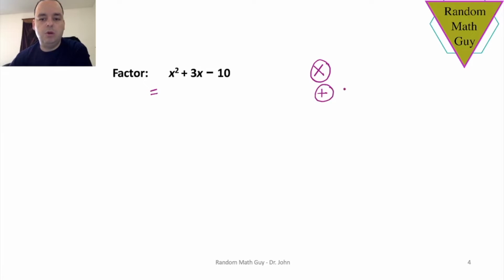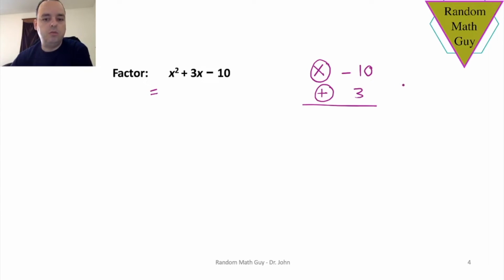In this case, we want two numbers that multiply to the number at the end, which is -10, and we add to the number in the middle here, the coefficient, which is 3. These questions that have negative signs in your search tend to be a little bit slower, but you can find a way to do these.